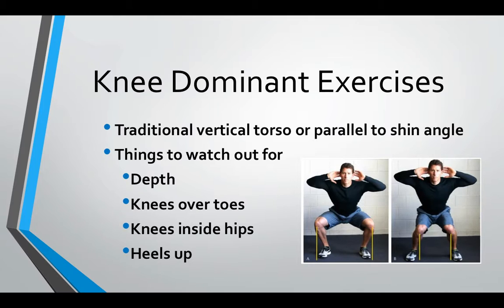So, knee dominant exercises. Traditionally, we want to keep a vertical torso in the squat or parallel to a parallel shin angle. So what that means is the angle of the shin, the knees going out towards the toes, and the back should be in the same alignment. So if these are my shins, I'm at, let's say hypothetically, a 45-degree angle here. My back should be at the same angle as my shin.